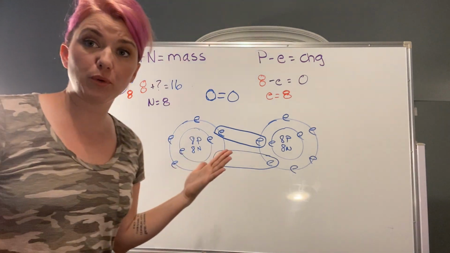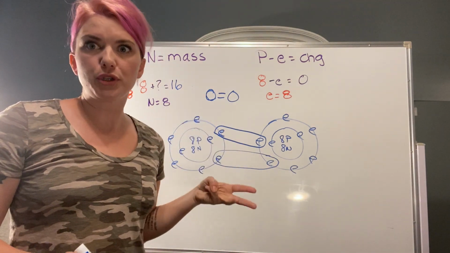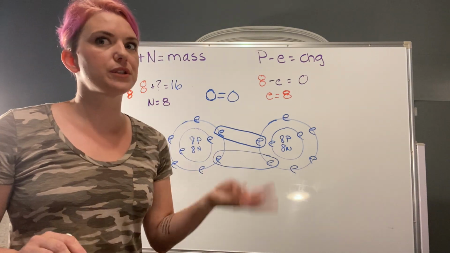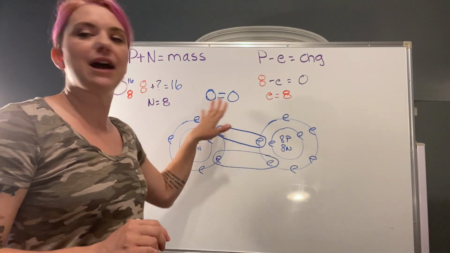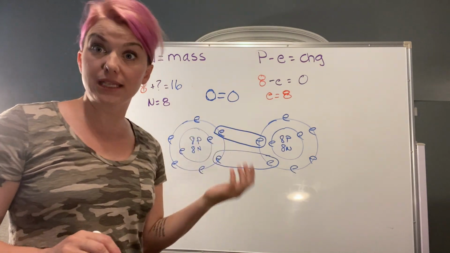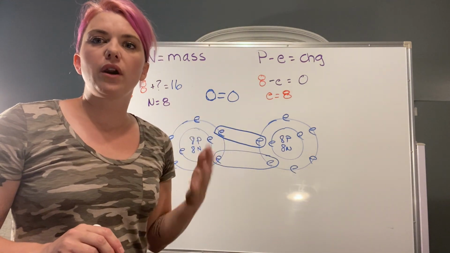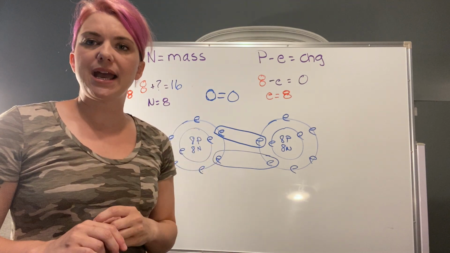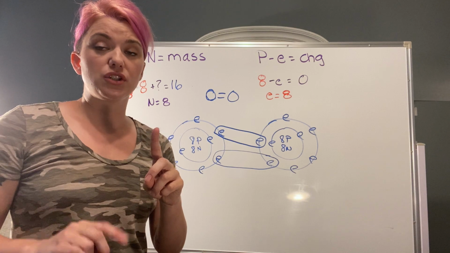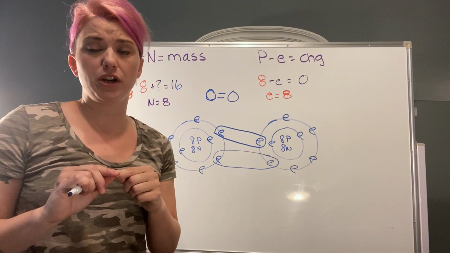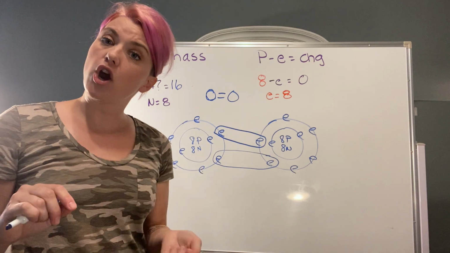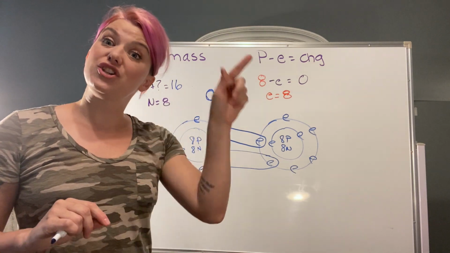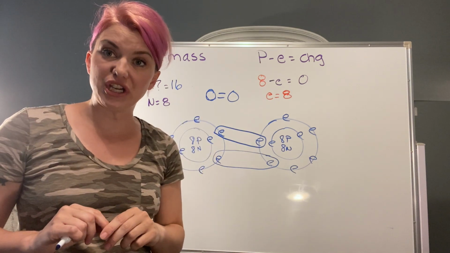This can happen up to a triple bond, so it can be a single, double, or triple bond. A single would be sharing 1 set of electrons, double 2 sets, and triple 3 sets of electrons. And it doesn't have to be between the same atoms. For example, CH4 is 1 carbon and 4 hydrogen atoms. All those hydrogen atoms only have 1 electron each, so they each need 1 more to make their shell full. And carbon needs 4 more to make its shell full, so it shares 1 with each of the hydrogens.